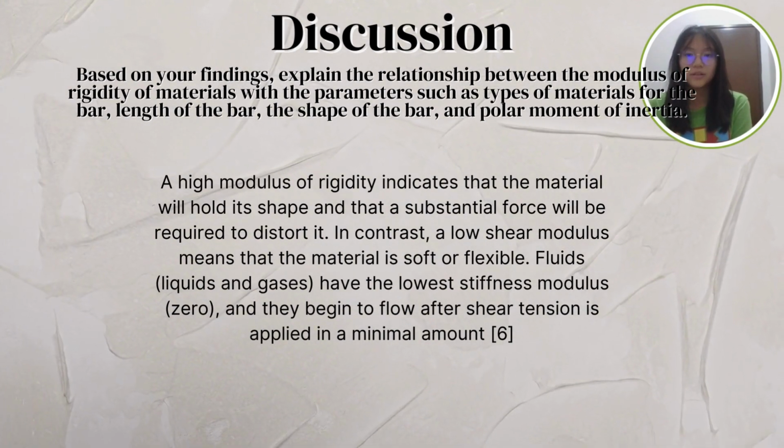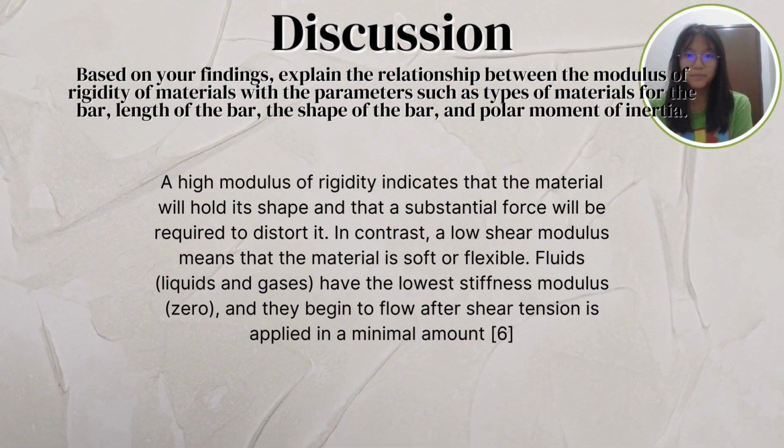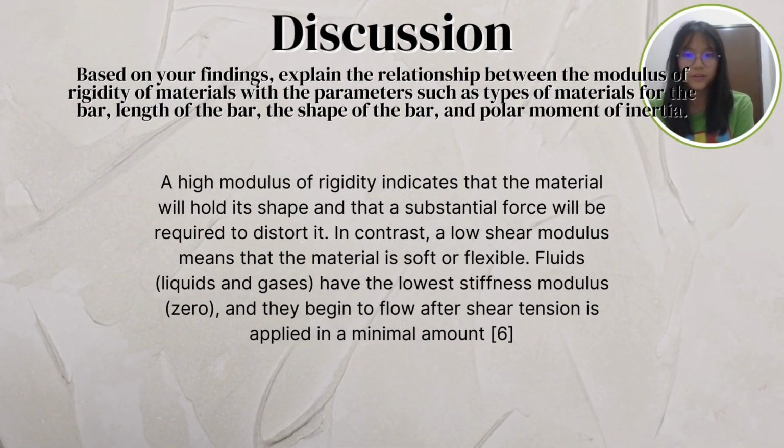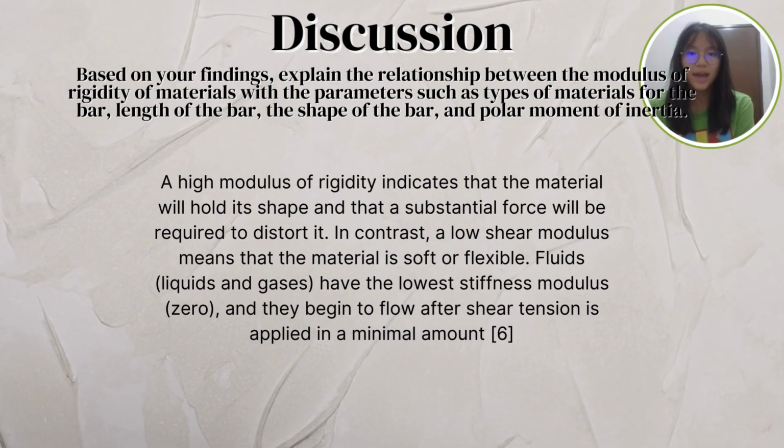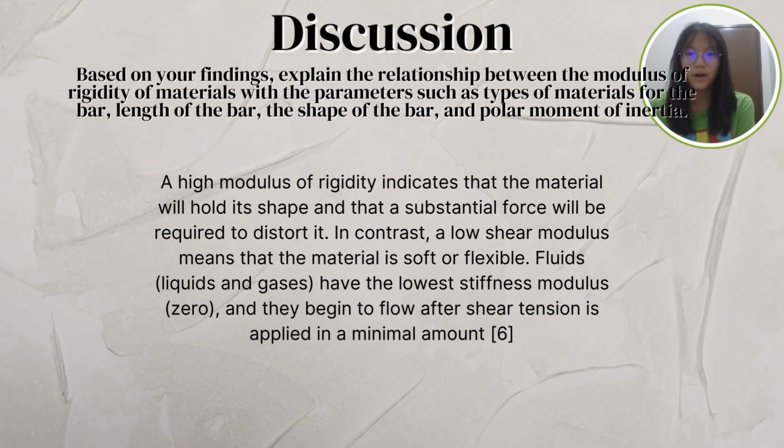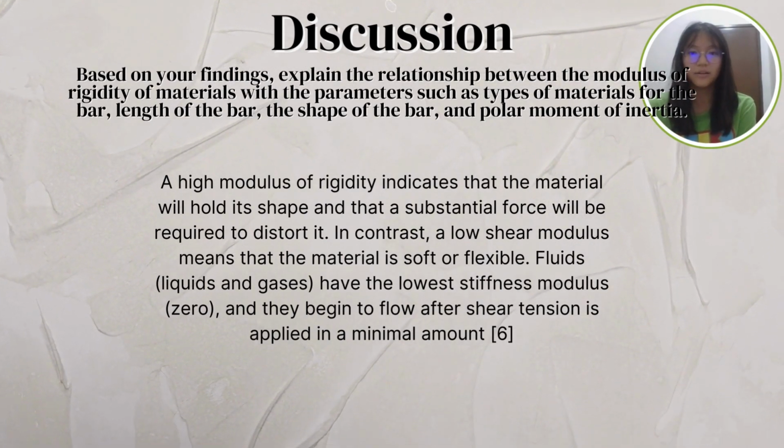In contrast, a low shear modulus means that the material is soft or flexible. Fluids have the lowest stiffness modulus and they begin to flow after shear tension is applied in a minimum amount.